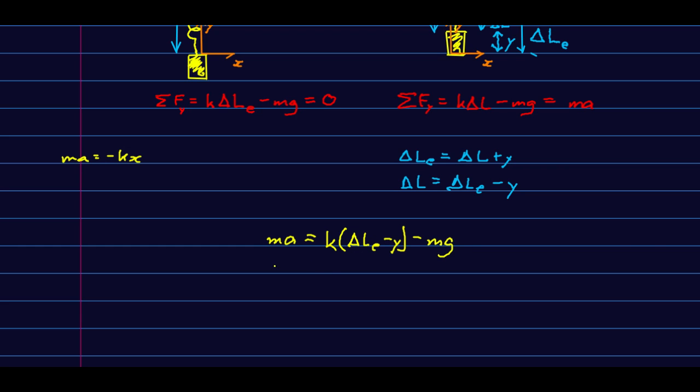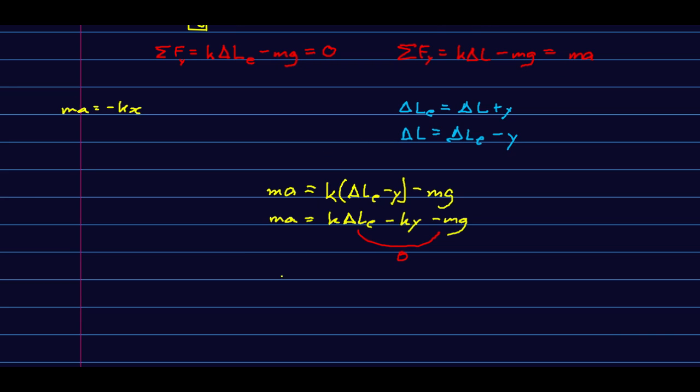And let me just expand that out. ma is k delta L_E minus ky minus mg. But wait a second, look, we've got k delta L_E minus mg, and we know that k delta L_E minus mg is 0.